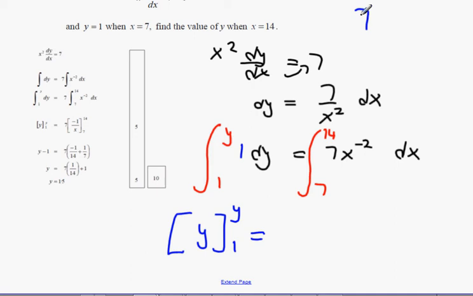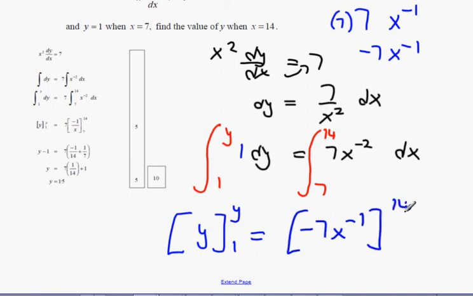When you're integrating, you take 1 away from the power, so the new power is going to be x to the minus 1. Then we have to divide by the new power, which is minus 1, so it's going to be minus 7x to the minus 1. When we differentiate it, you'll get back to minus 7x to the minus 2. So it's minus 7x to the minus 1 from 14 to 7.